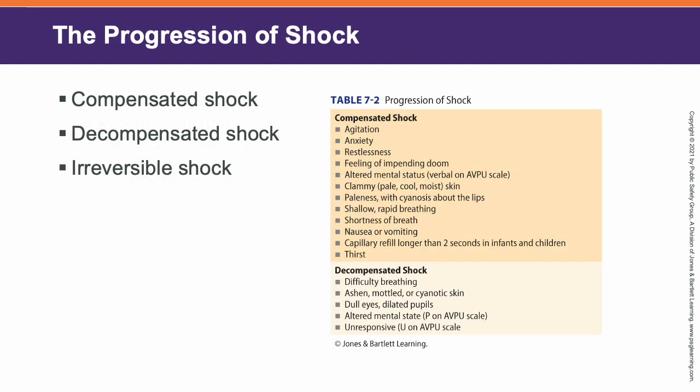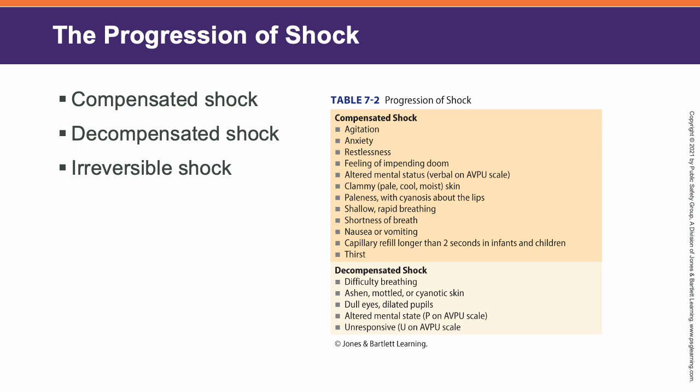All right, so shock goes through a progression before it gets dangerous. The first step, I guess, in shock would be compensated shock. Compensated shock is where the body is compensating for it, but they're beginning to go into shock. Things like agitation, anxiety, restlessness, a feeling of impending doom. The person might be clammy, with cool, moist skin, maybe pale, with shallow, quick breathing. So it's not life-threatening symptoms yet, but you can see it start to come on.